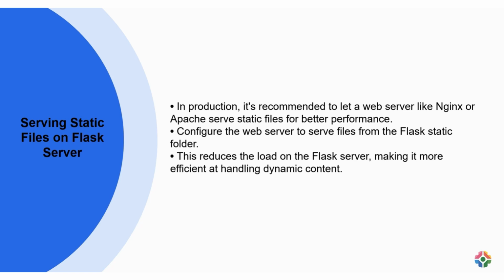For instance, Nginx can efficiently handle static assets such as images, CSS files, and JavaScript files, easing the burden on Flask to focus on processing dynamic requests. This segregation of tasks between the web server and the application server ensures smoother and more efficient operation in a production environment.